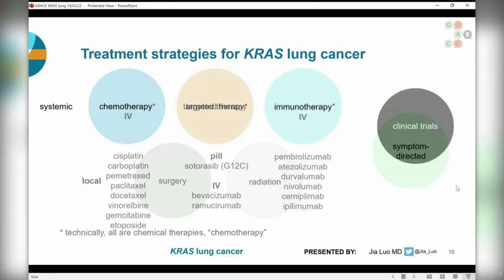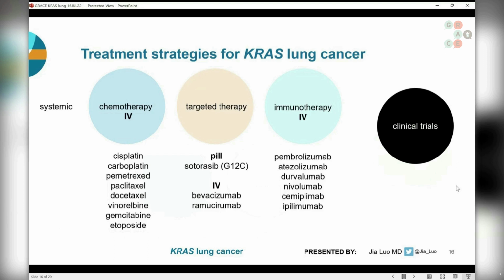Next slide. And to speak a little bit about systemic treatments for KRAS lung cancer, I've listed the most common treatments that someone might encounter in each of these categories. So there are several forms of IV chemotherapy that might be given either by itself or combined with one of the other chemotherapies listed in this column. And those are usually given on a weekly, every other week, every 3 week, or every 4 week schedule. So those are medicines that are able to shrink KRAS-driven lung cancer.